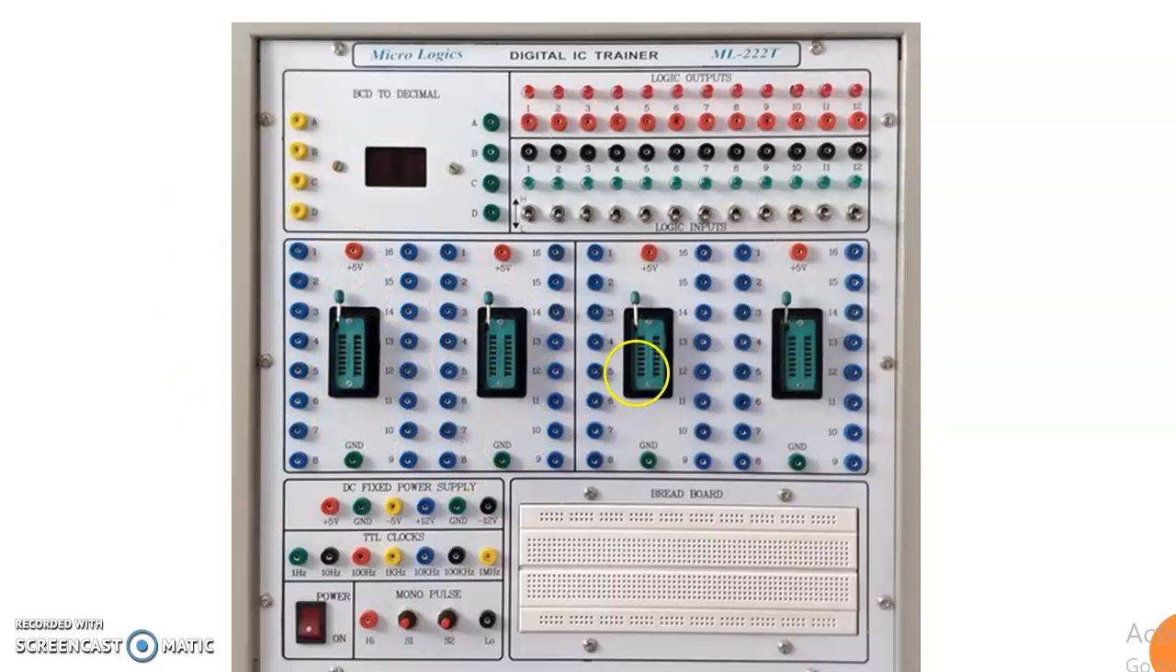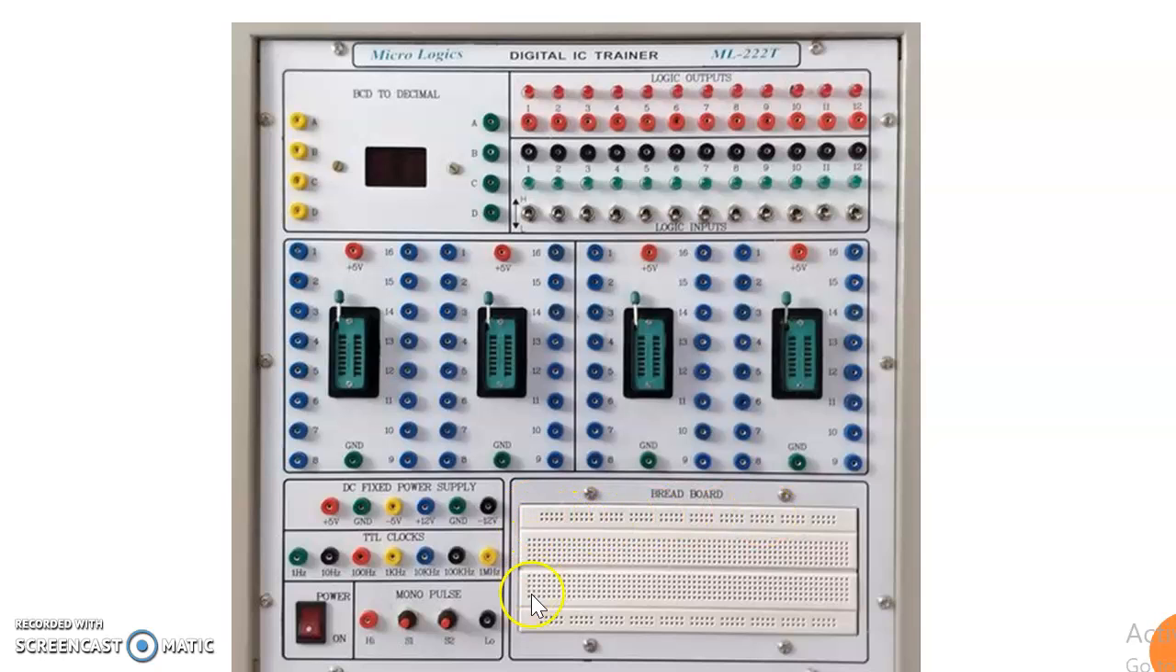Again, you can find here +5 volt supplies, and ground pins are also available. Right, and there are a number of pins. Don't worry about those. We only use these pins for our digital part. Right, this is the power switch, power off and on, and this part is called the breadboard.